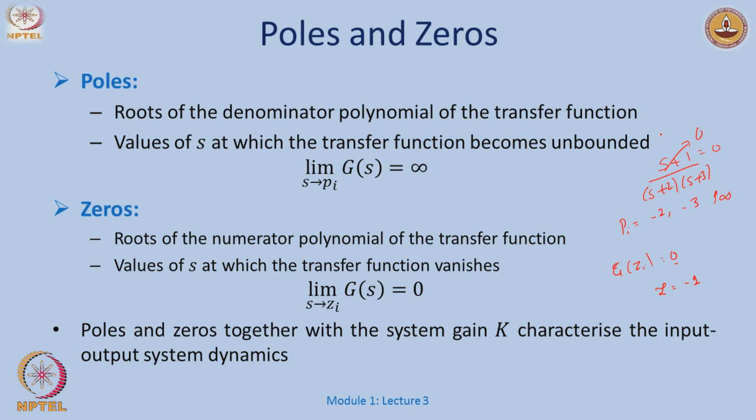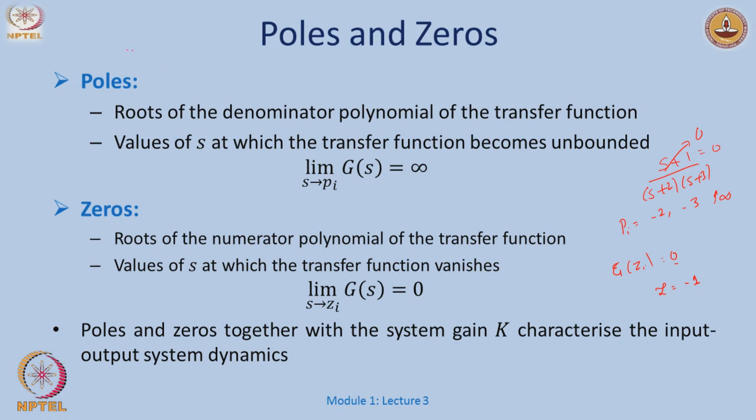Okay. So these poles and zeros, together with the system gain k, characterize the entire input-output response of the system. What I have learned so far is that, given a transfer function, I can write my system as a set of poles, a set of zeros, together with a possible system gain, and these three tell me the exact behavior of the system given a certain input.